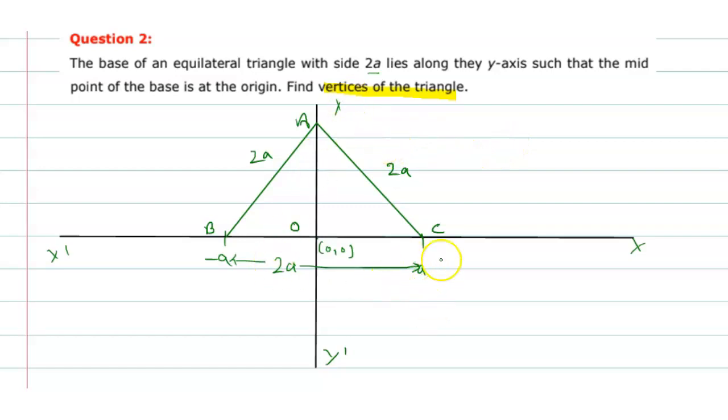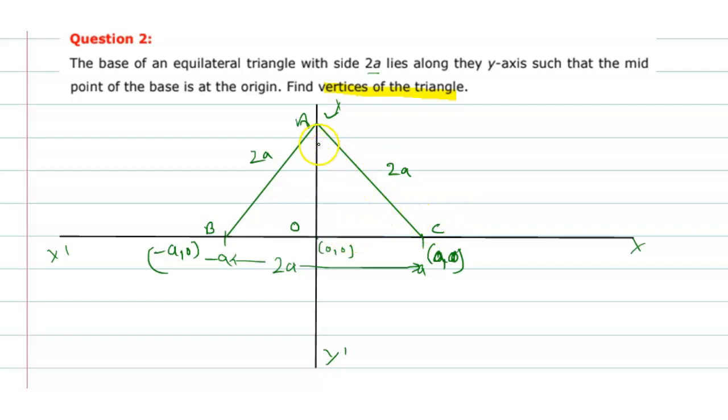So you know that this point is (0, 0), this is (a, 0), because on the x-axis this value is a, and this one is (minus a, 0). Okay, now we will find the coordinates of the vertex.